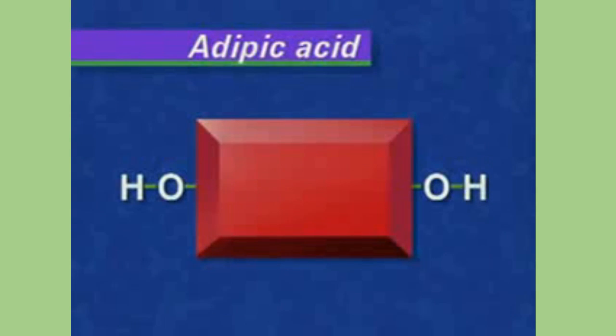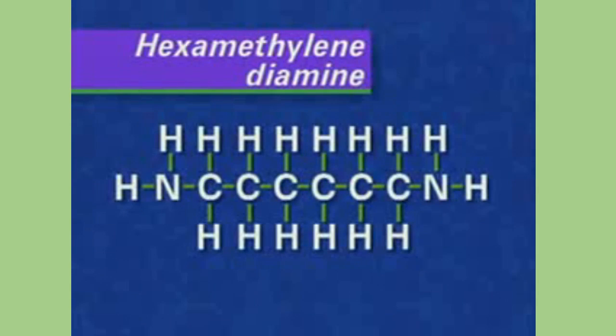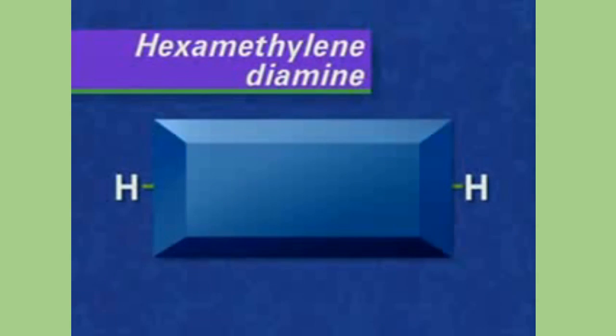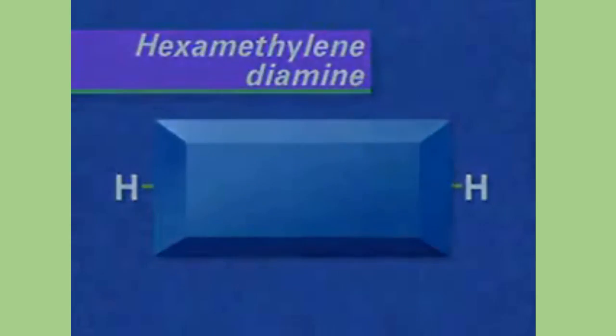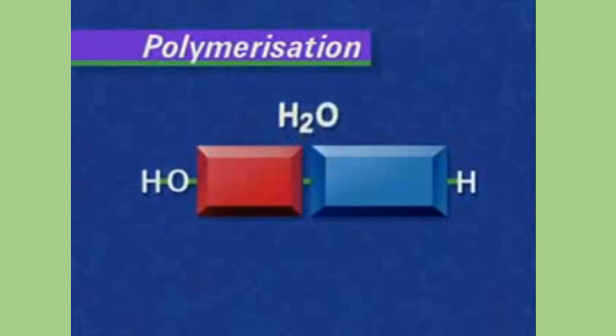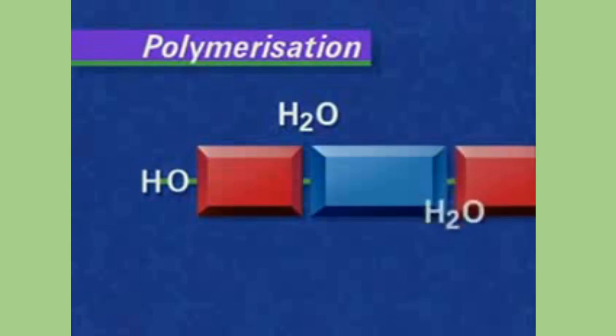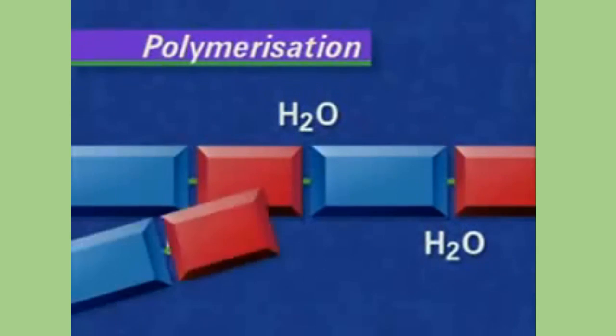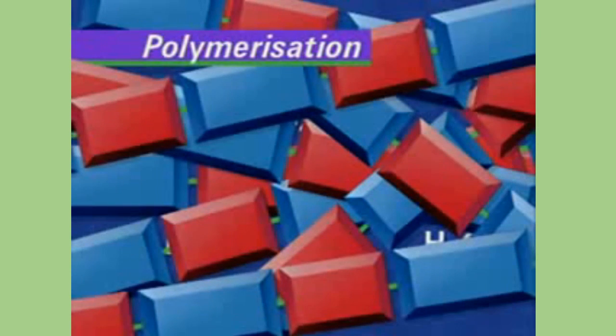Just concentrate on the ends of the chain. Hexamethylene diamine, more properly called 1,6-diaminohexane, also has a chain of 6 carbon atoms. Again, just concentrate on the ends of the chain. When the two monomers react together, a molecule of water is produced as each link is formed. These two monomers continue to link together to form long chains called nylon.